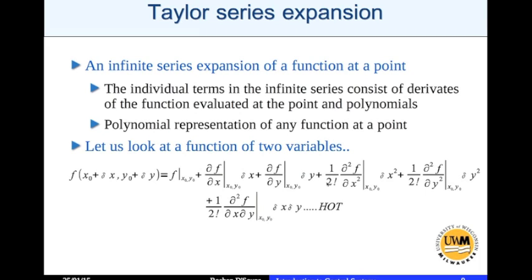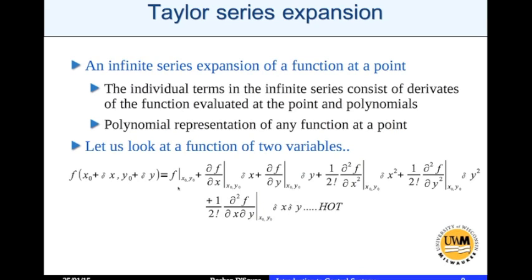Now 2 factorial is 2 times 1, so n factorial is n times n minus 1 down to 1. So 1 by 2 factorial times the second partial derivative of f of x y with respect to x evaluated at x naught y naught times delta x squared, plus the same thing with delta y squared, and then you have this mixed derivative. So the partial derivative of f of x y, first with respect to x and then with respect to y, evaluated at x naught y naught, times delta x delta y.